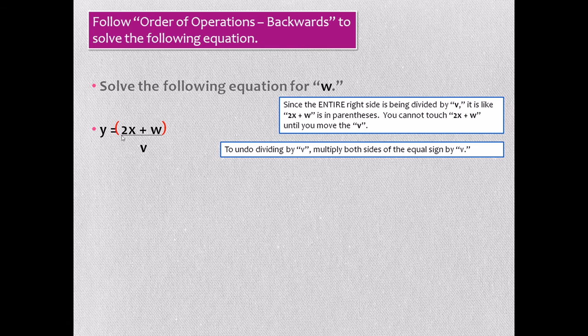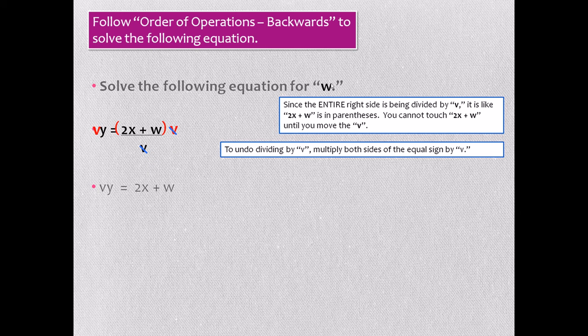So let's talk about it. What's the opposite of dividing this whole entire side by v? It's to multiply both sides by v. So I'm going to multiply this side of the equation by v, so I have v times y. And I multiply this whole entire side by v. And notice my v's will cancel out because one's in the numerator, one's in the denominator. So I'm just left with that 2x plus w. And I'm just going to drop those parentheses now. It's okay because I'm not being divided this whole side by something.